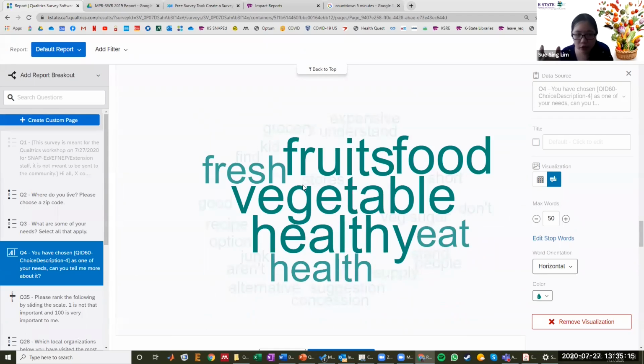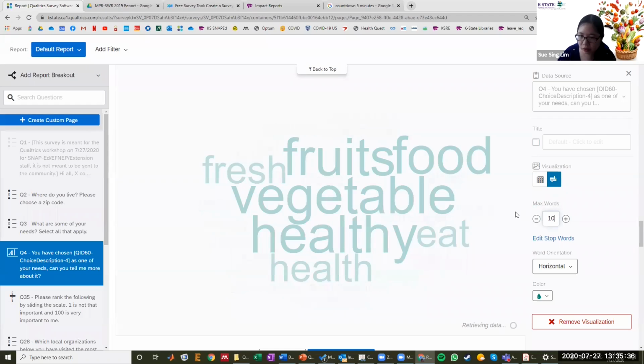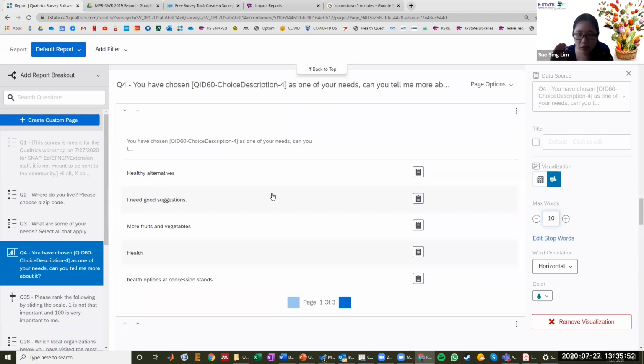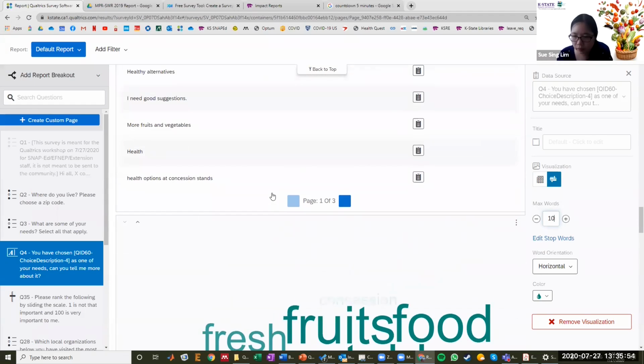This is a quick way to see, like vegetable and health is probably mentioned the most times, fruits and food as well. The bigger they are, the more frequent they're being mentioned. So with the max word, this is maximum words that can be on here. You actually want to choose maybe like 10 or 5 so that it's clean and you know more about, okay, so these are definitely most frequently mentioned words. And then you go back and then you look through it again.